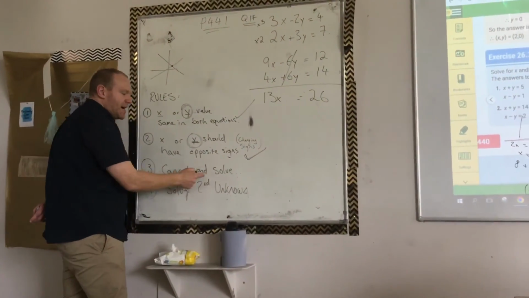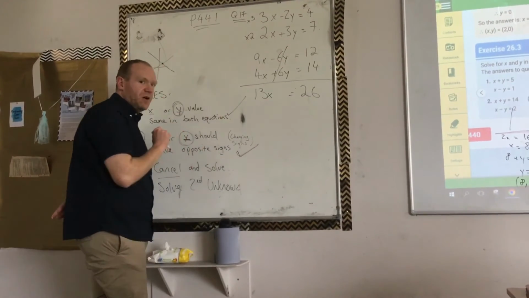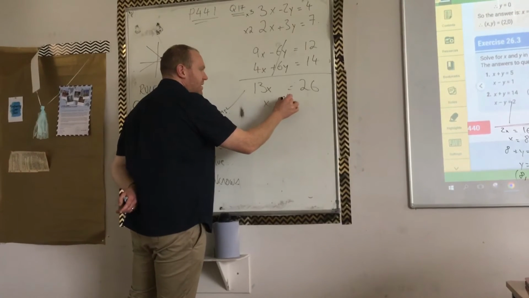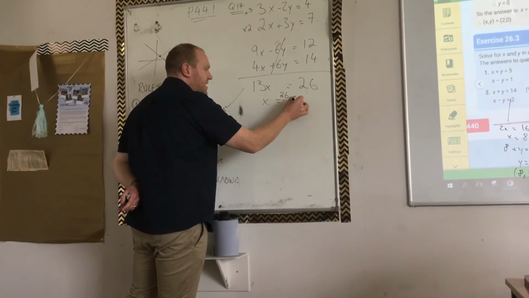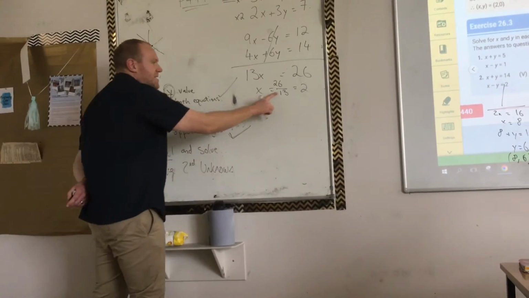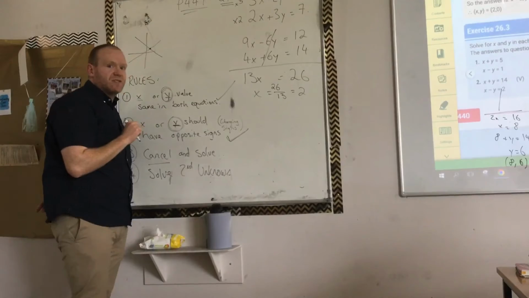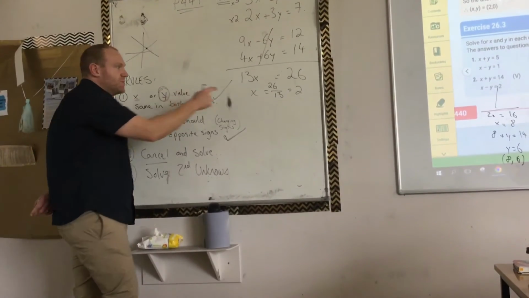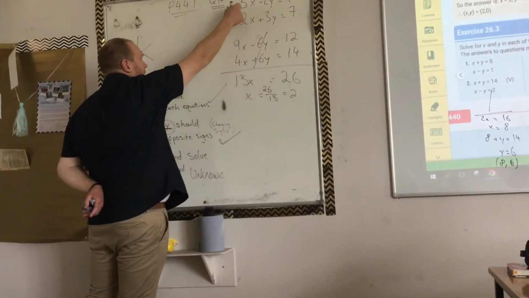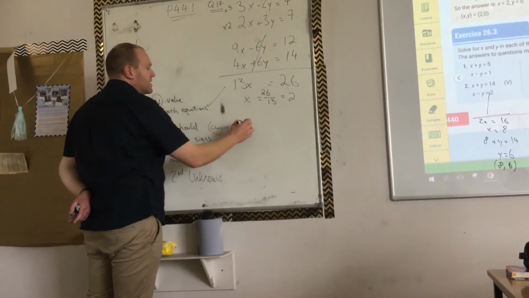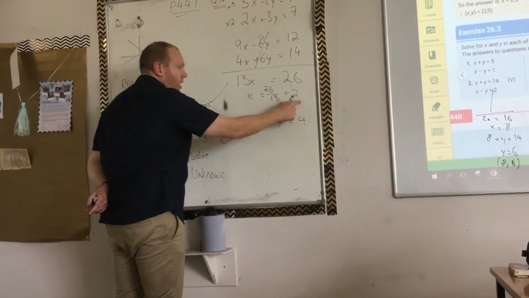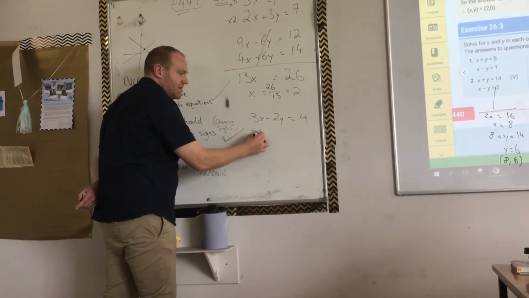I'm cancelling and solving, and in this one I'm going to find out what x is first. So I've got 13 times x gives me 26. To work out what that is, I'm going to do 26 over 13, which gives me 2. So now I know what my x value is. I'm going to use this x value in one of these equations to work out the y value. I substitute in x is equal to 2, and I'm going to pop it into the first equation up here: 3x minus 2y is equal to 4.